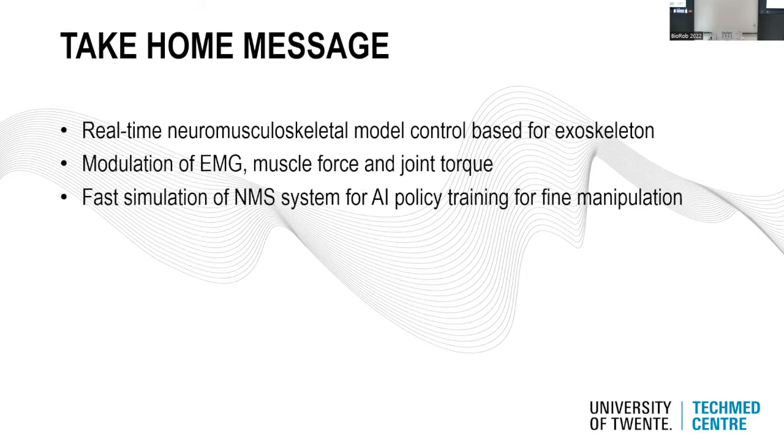We also showed that we can have fast simulation of the neural system that can be used for training policies for neural networks or AI for fine manipulation. And that this exoskeleton that we can simulate with this neural model, controlled by this policy, produces results that are in line with in vivo studies.